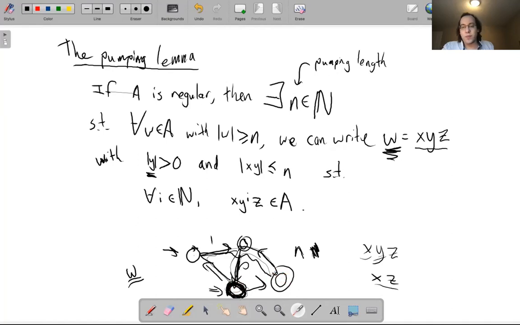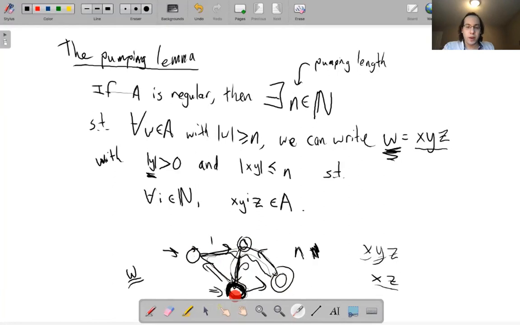So again, when reading W, we split our path into three components. The first part is where we get to this state the first time. The second part is where we go from this state, do something, and then get back to the state. That's the part where we read Y. And the final part of the path is where we go from there to an accept state. That's Z. So in XZ, we just omit the middle part, but we still get to the same accept state in the end. So XZ must be in A. And also XYZ is in A because we said W is in A.